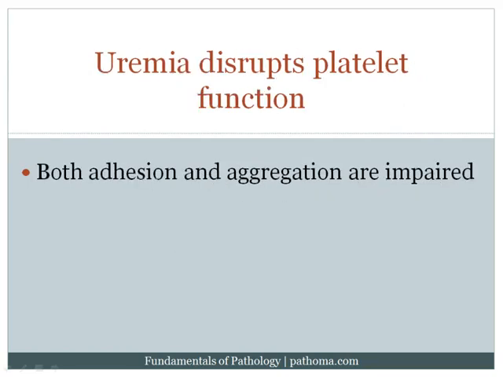The last of the qualitative disorders that we're going to discuss is uremia. Uremia, you recall, is a state that a patient enters when they have poor kidney function, and that results in a buildup of nitrogenous waste products. So that's called uremia. And this uremia will disrupt platelet function by creating disorders of both adhesion and aggregation, so that the platelets don't generally tend to function well when patients are uremic.